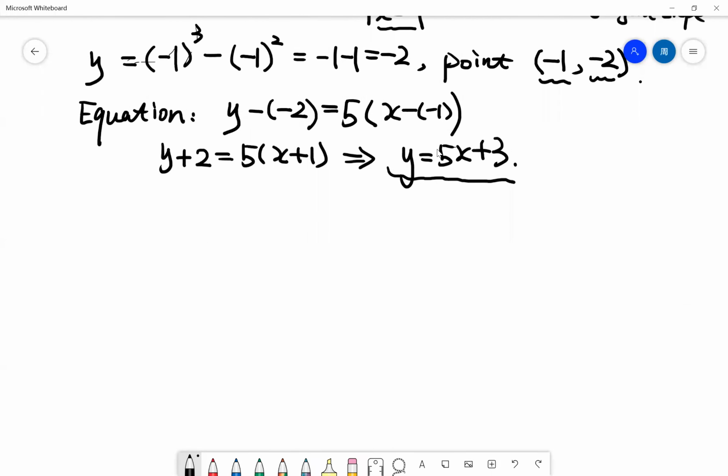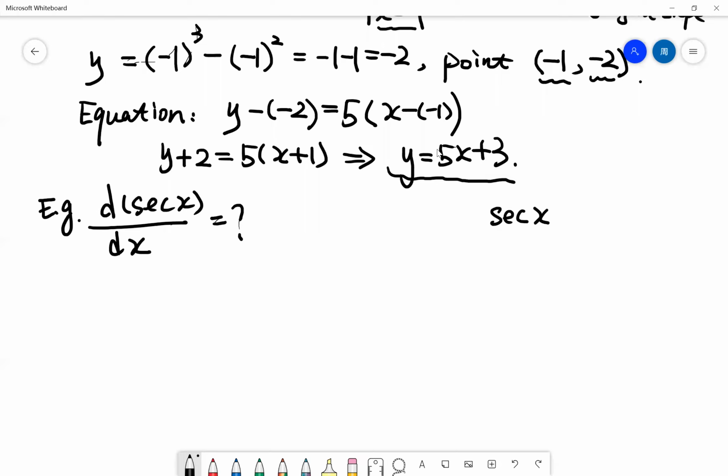So guys, please try to calculate one more question here. Please calculate the derivative of sec x, d sec x by dx. Do you know sec x? Sec x equals 1 by cosine x, right? So please calculate d sec x by dx.